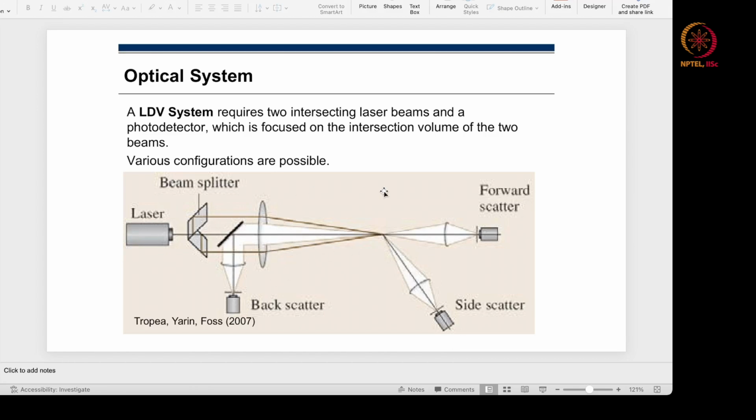So this side scatter can be at any particular angle. The forward and the backward scatter are like this. The various configurations are therefore possible to actually do this. The interesting part is that because there is a linearity between the frequency shift and the velocity, this becomes a very easy tool to use.